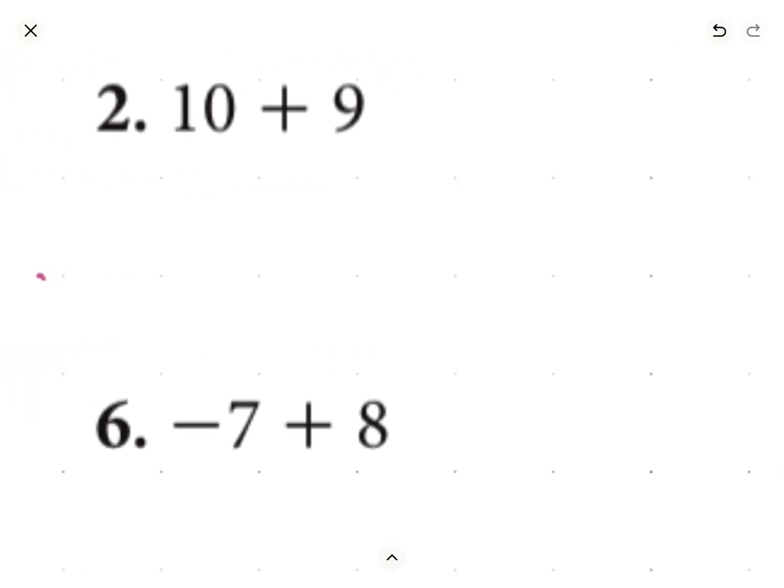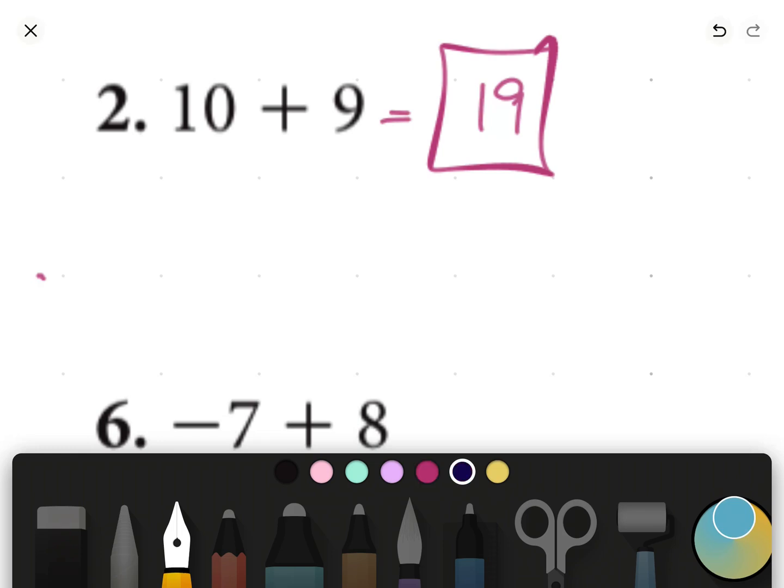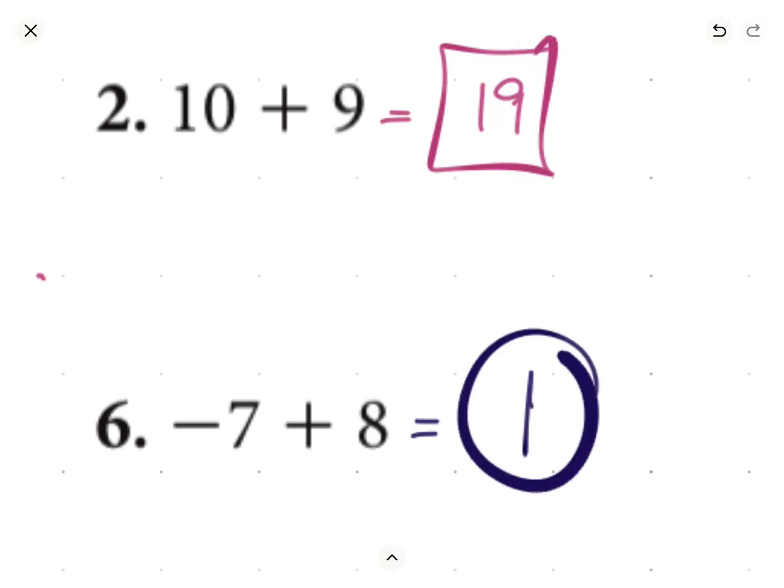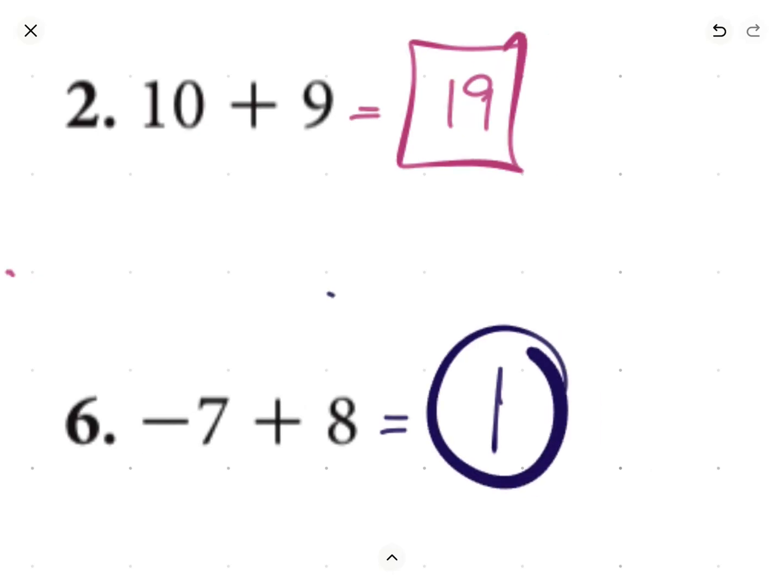Okay? All right, for the next problem, I got 10 plus 9. 10 plus 9, positive and a positive, same sign, add and keep the sign. They're both positive. Your answer is positive 19. For number 6, we got negative 7 plus 8. All right, different signs. Subtract the 7 from the 8. That gives us 1. We keep the larger. So what's bigger, 8 or 7? 8's bigger. Since it's positive, your answer is positive 1.